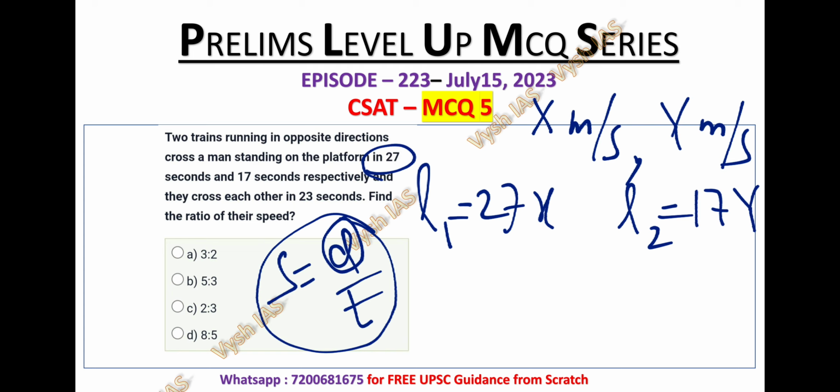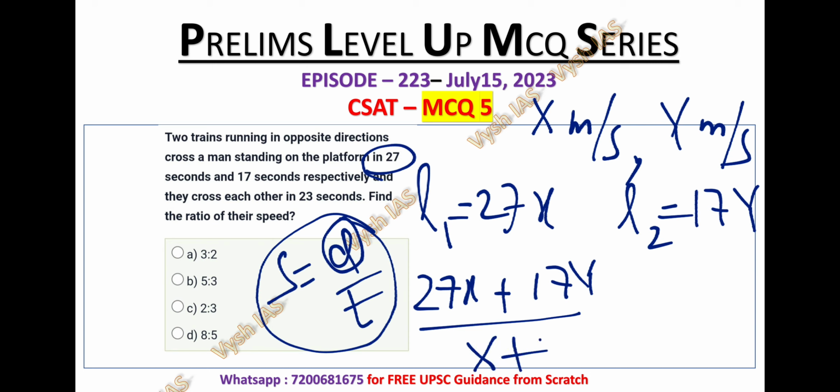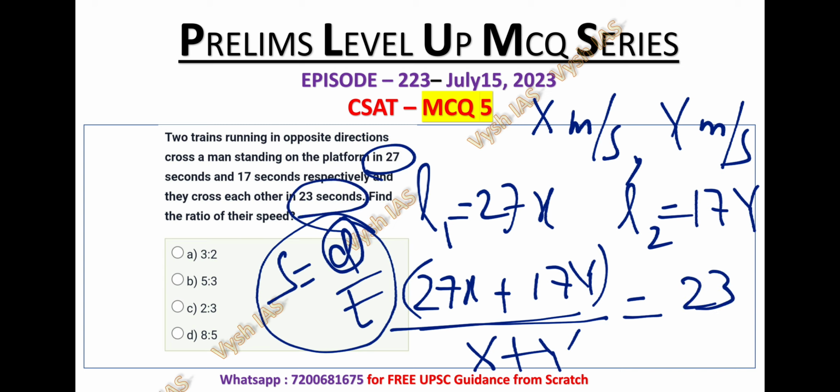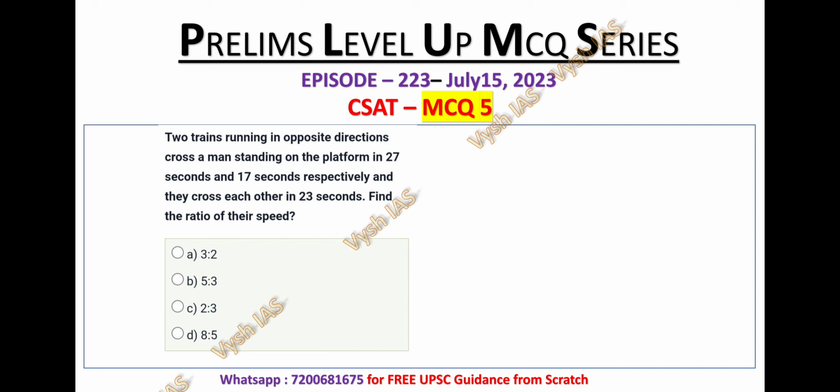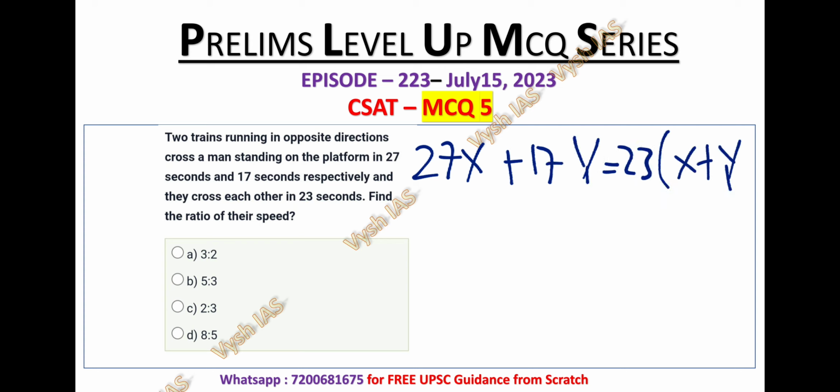According to the question, they cross each other in 23 seconds. So 27x plus 17y, the total distance, divided by the total speed, which is x plus y, is the total time taken. The total time taken as per the question is 23 seconds. They have crossed each other in 23 seconds, so that's why I have taken 23. Writing it once again, the final step is 27x plus 17y equals 23 into (x plus y). This is what we have written in the last step.